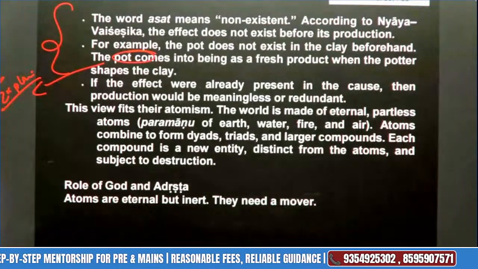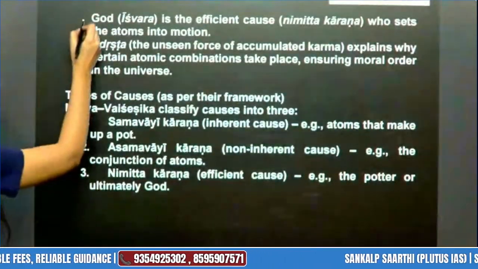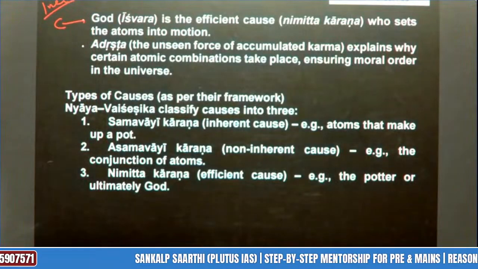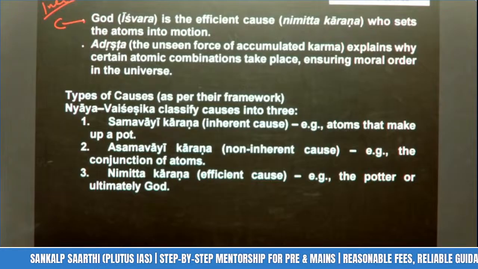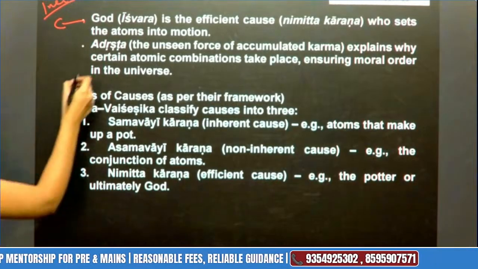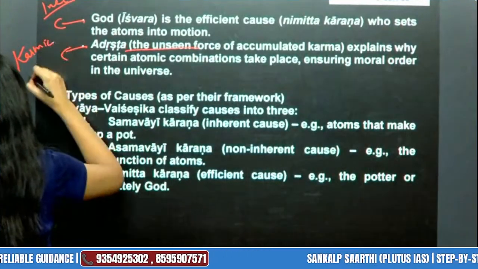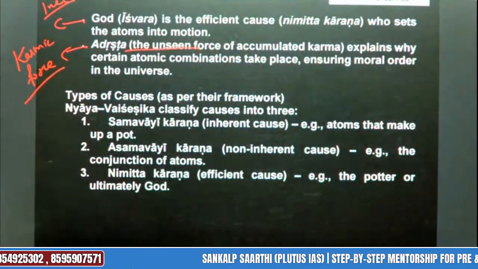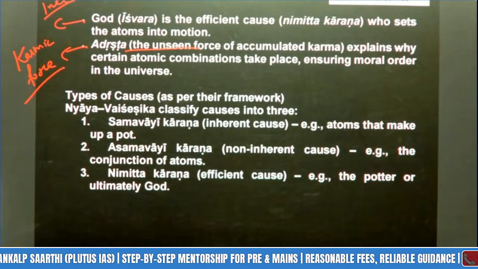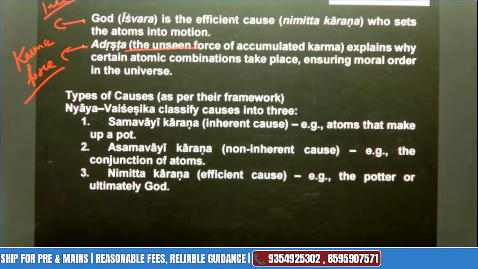So to this he says that atoms don't move on their own. They are inert. God, which is Ishvara, pushes atoms into motion like a cosmic mover. Then Adrishta, the unseen, the karmic force, decides why particular atoms join, so that the moral law of karma is maintained. Understood?